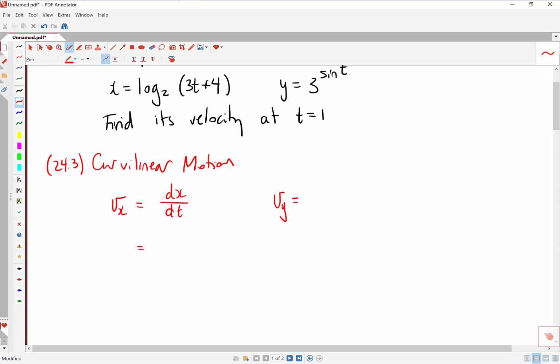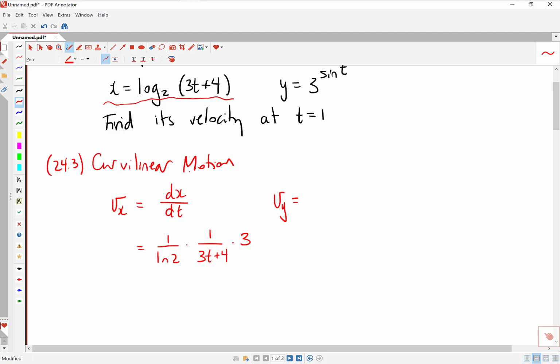All right, so let's figure that out. We have to take the derivative of a function that is log base 2 of something. So according to our derivative rules, we're going to go 1 over ln 2 times 1 over the inside function times the derivative of the inside function.